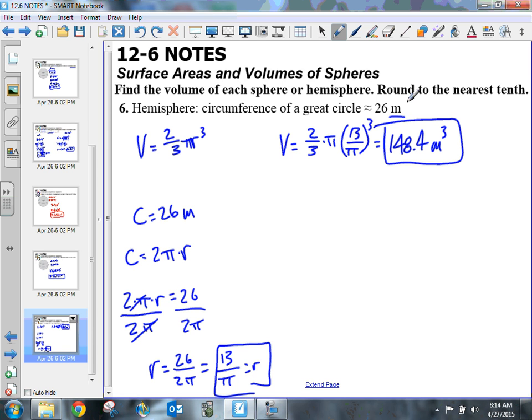So hopefully this helps. Again, guys, you're just using formulas, all right? And sometimes you're going to be given some problems where you've got to find measurements, and that's okay. But you've got to do what you know, and it should be all right.